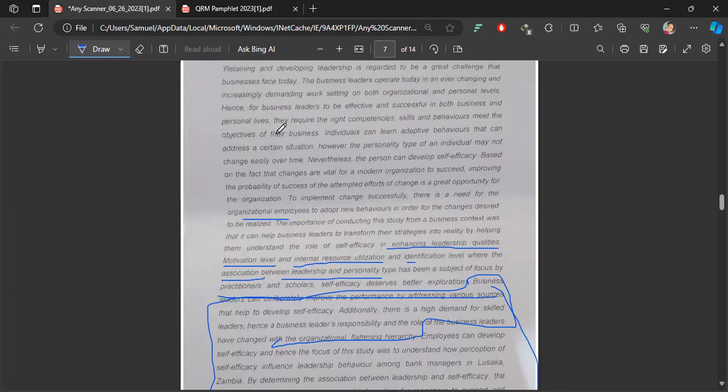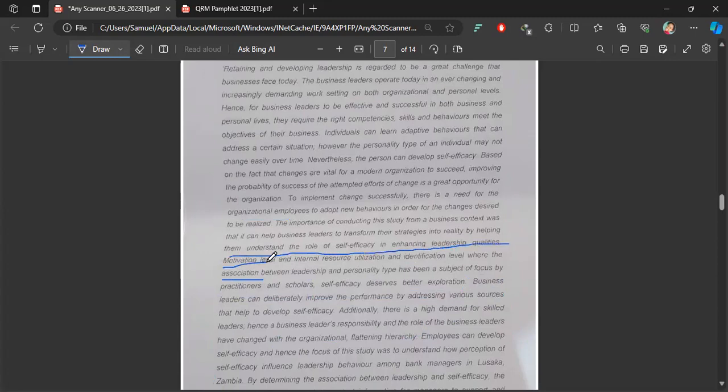So these are the variables we've been given. I really adore the way this lady thinks. You see, she doesn't give you explicitly where to spot them, but she uses the word like association. And I've been talking about this, where if you look at the X variable and the Y variable, then you know what I'm talking about. So personality here, or leadership style, is what we are looking at as the Y variable. And she says motivation level and internal resource utilization and identification.